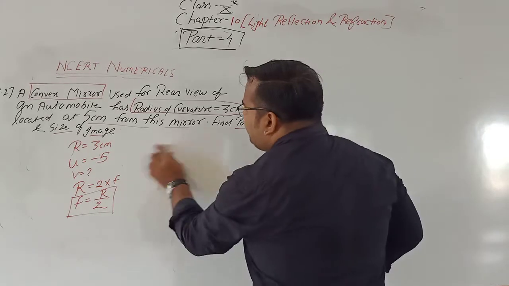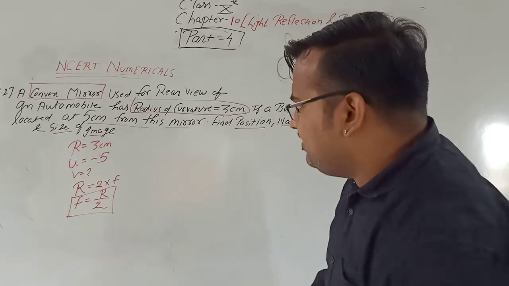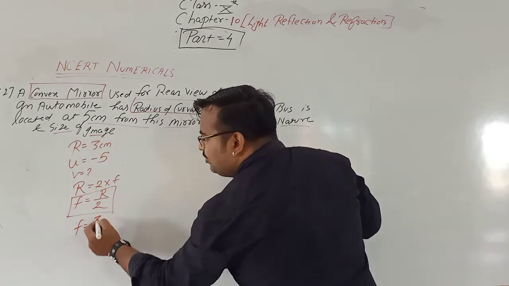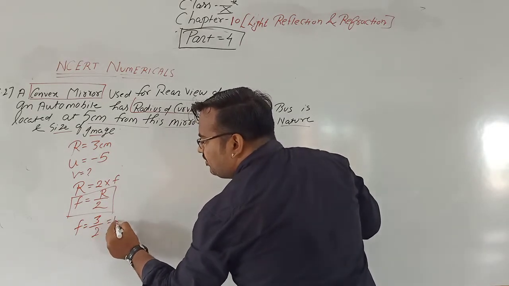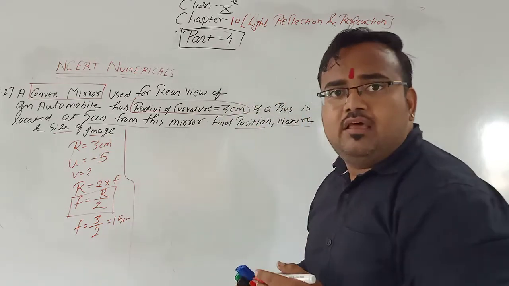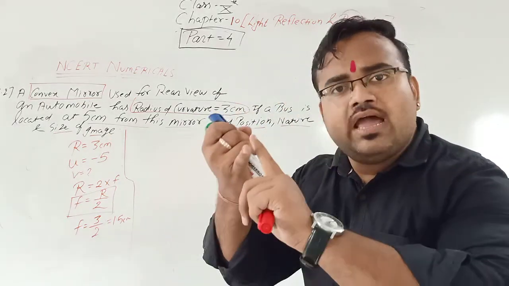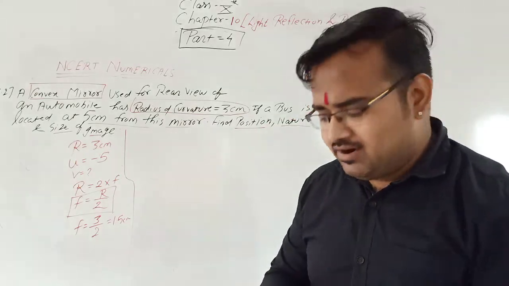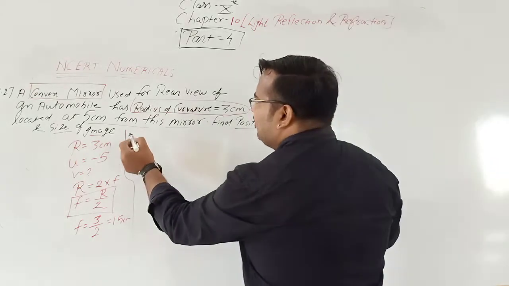Now, if the focal length is half of radius of curvature, what is the value of f? F is r, given 3 centimeter, divided by 2, that is 1.5 centimeter. Focal length. Now always keep it in mind that if you have u and f, you can find out v by mirror formula. What is mirror formula?